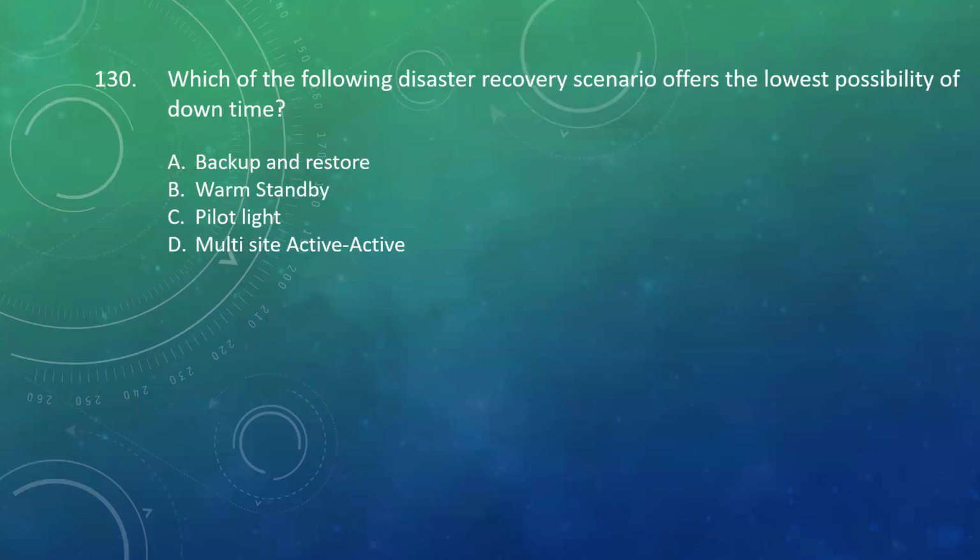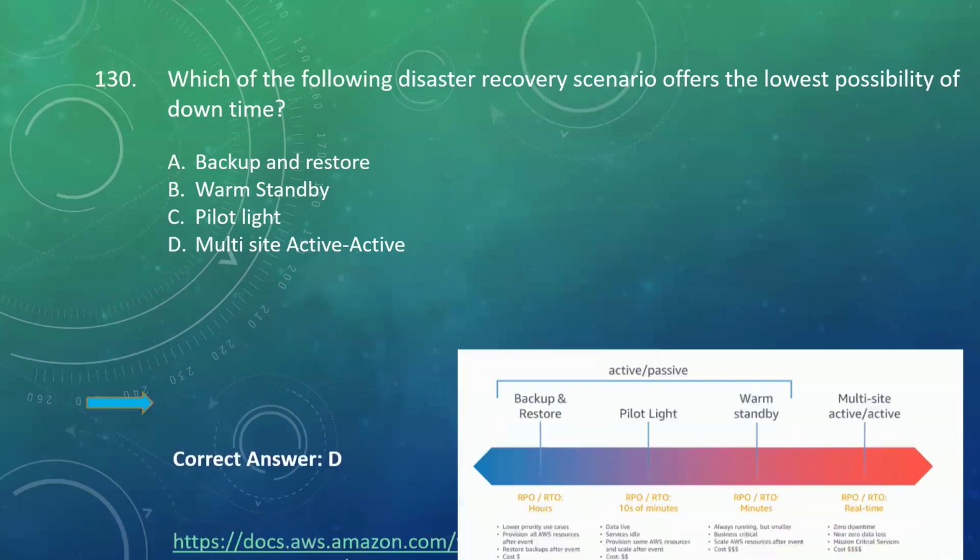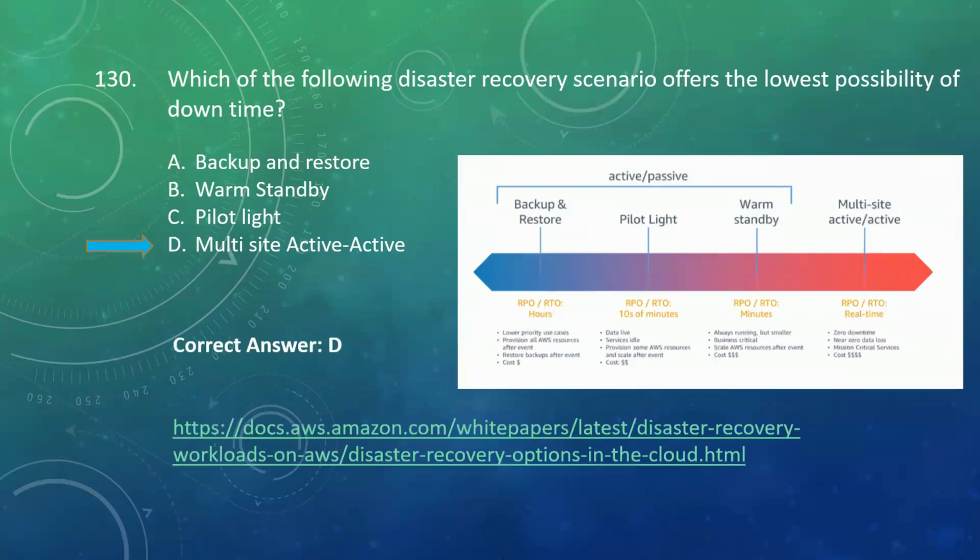Question number 130. Which of the following disaster recovery scenarios offers the lowest possibility of downtime? Your options are backup and restore, warm standby, pilot light, multi-site active active. When it comes to lowest downtime or zero downtime, then the correct answer is multi-site active active disaster recovery. However, this option is the most costly to implement.